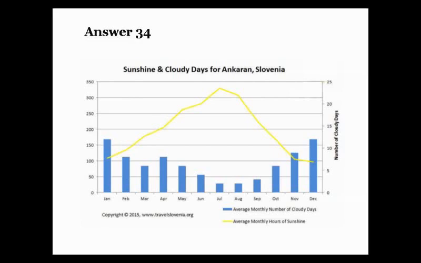Last but not least, for average monthly hours of sunshine, the largest number can be found in July, which is about 300. In conclusion, I think it's beneficial because it gives us really good information about the sunshine and cloudy days for Ankara.